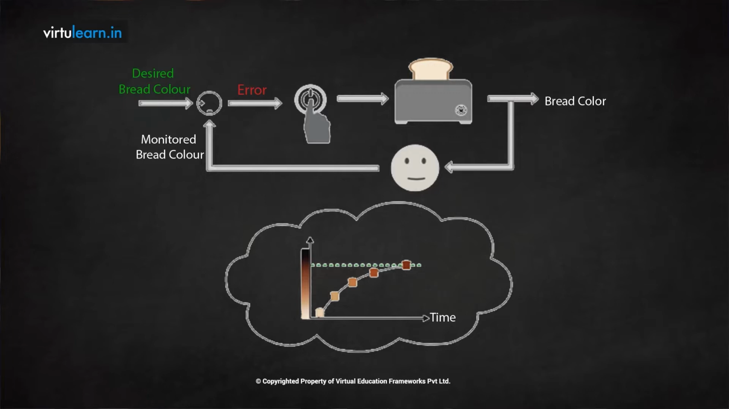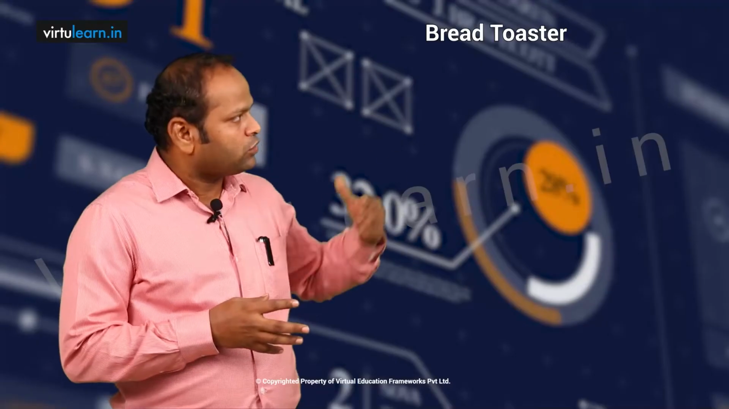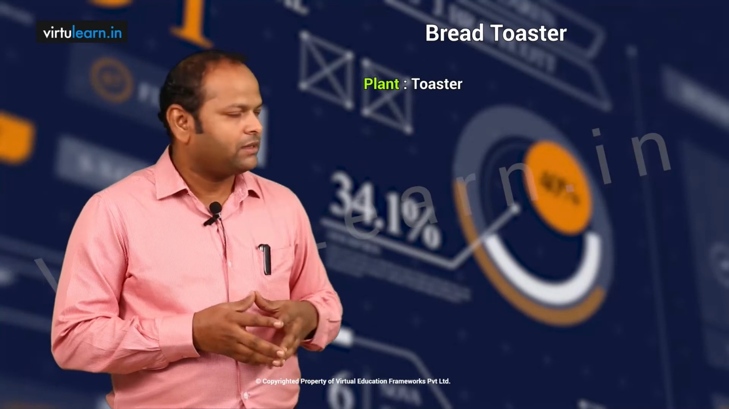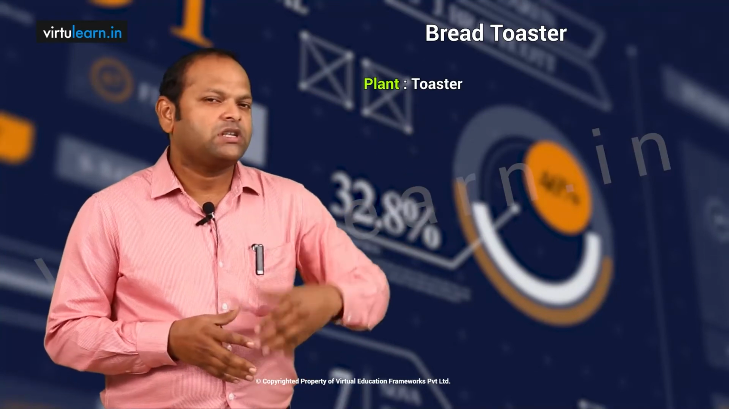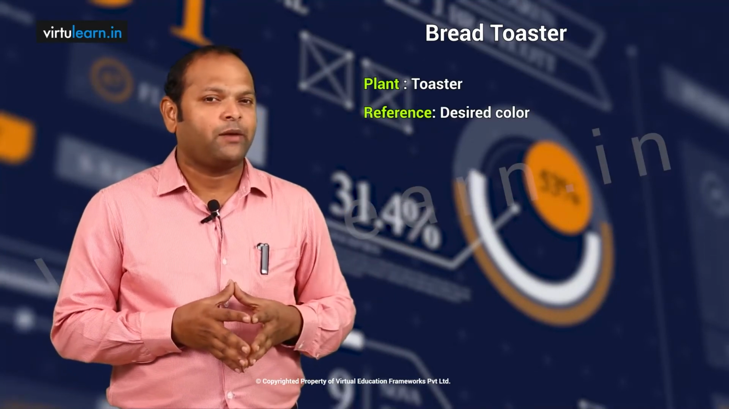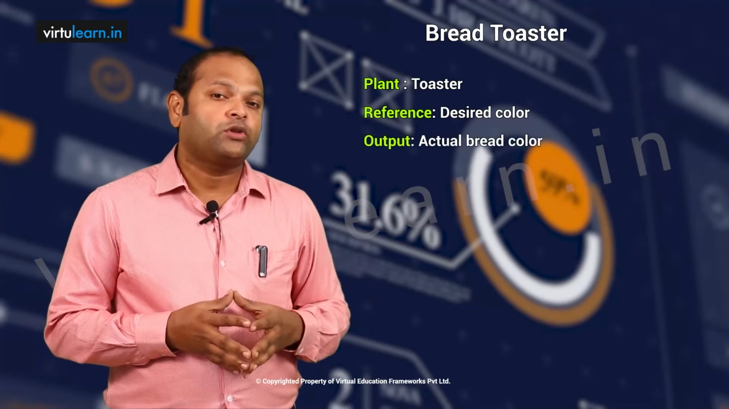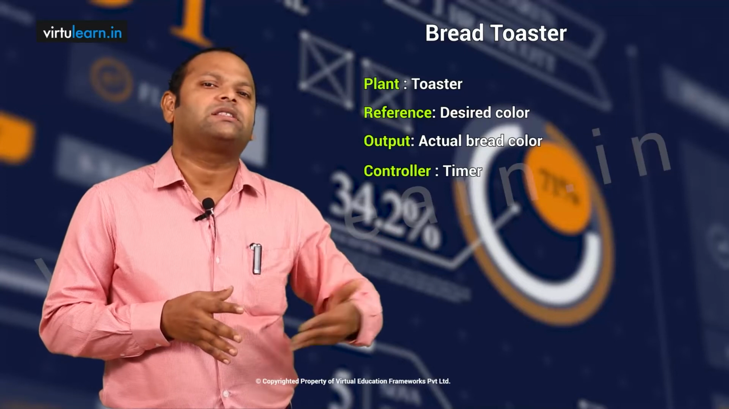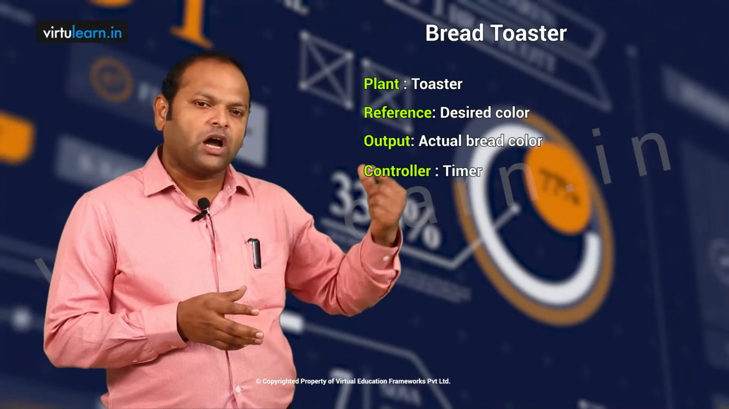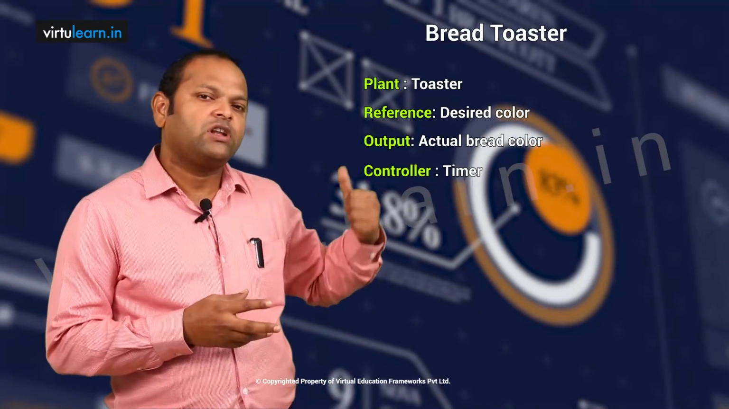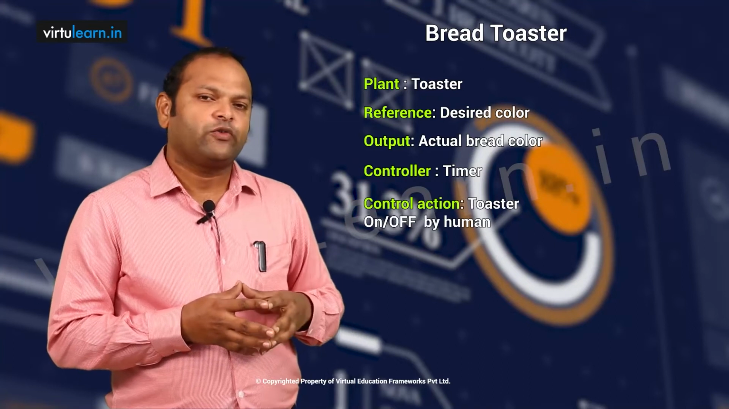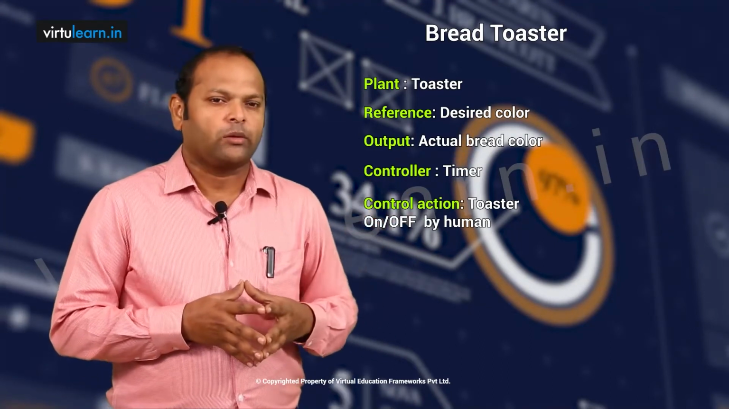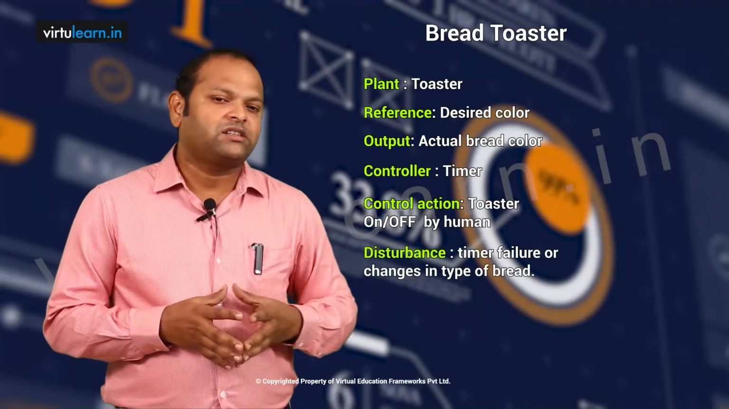Next, when you look at the summary of this bread toaster control system, what is the plant in the system? The plant in the system is a bread toaster. What is the reference? It is the desired bread piece color. What is the output? The actual color of the bread piece. And what is the controller? The controller is nothing but the timer or the on-off button that we use there. What is the control action? Yes, we have the toaster on-off button and that is operated by the human being, you or me.